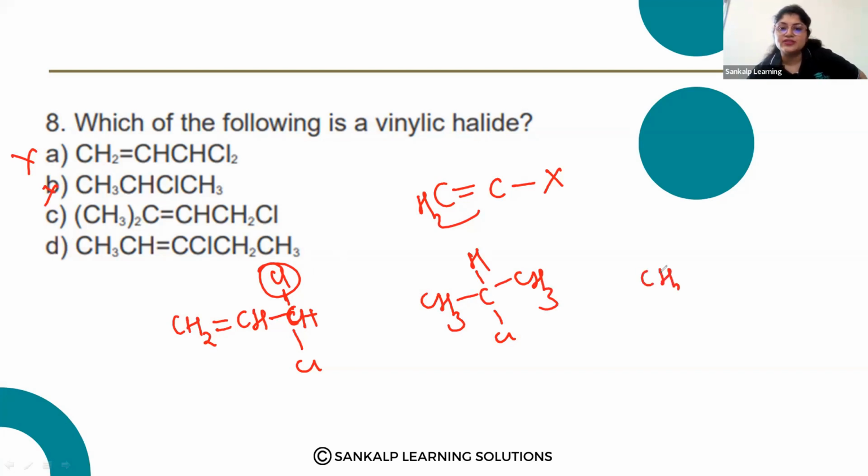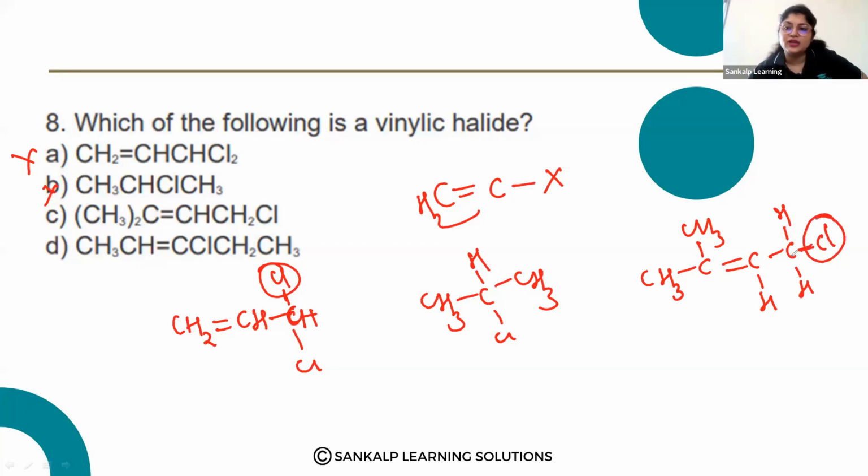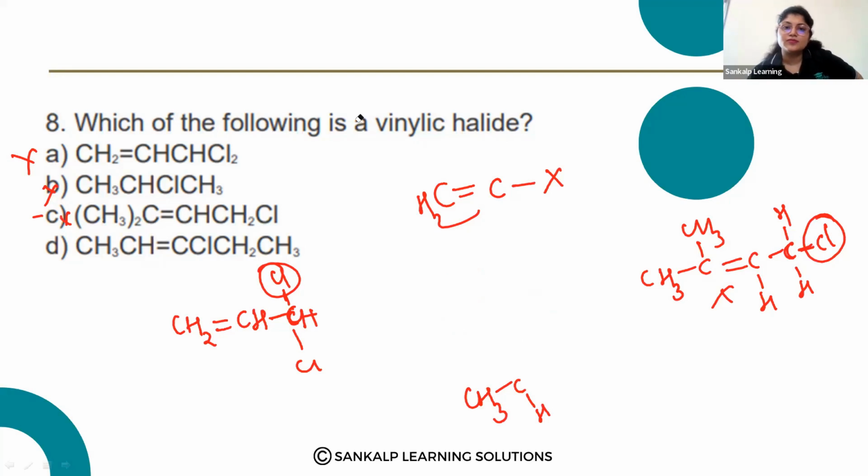Then the next option, CH3, C, CH3, double bond CH, then CH, and Cl. The halogen atom is attached to a carbon which has a double bond? No, this is also wrong. Then the last one we'll see: CH3, CH, CH, then double bond C, Cl, CH, H, and CH3.